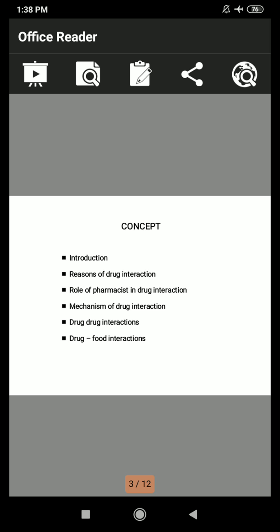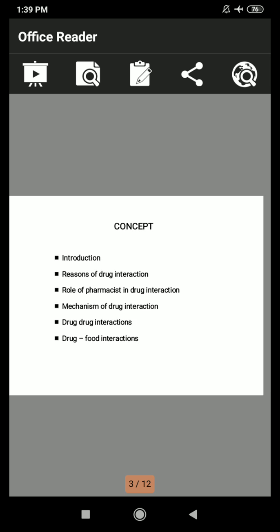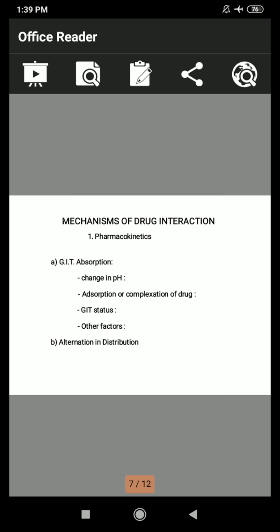These are all about the role of pharmacist in drug interaction. Then the next point is mechanism of drug interaction. In that, pharmacokinetic: first is GIT absorption, second is alteration in distribution. In GIT, change in pH, then adsorption or complexation of drugs, then GIT status or other factors. Then third is change in metabolism, that is enzyme induction and enzyme inhibition. Then fourth is change in excretion, in that pH of urine and competitive excretion. Now I will start the next point, that is pharmacodynamic interaction.